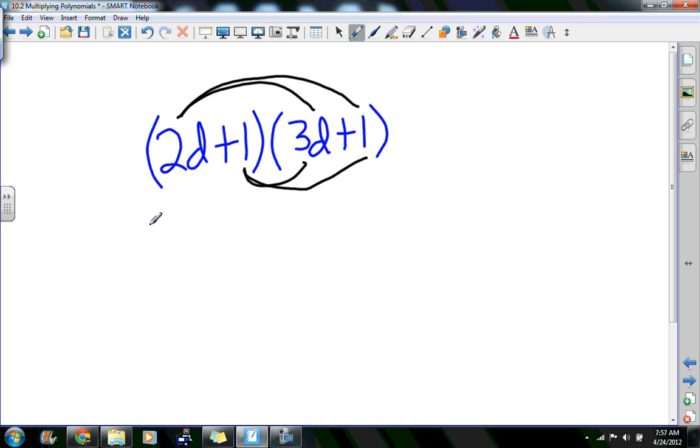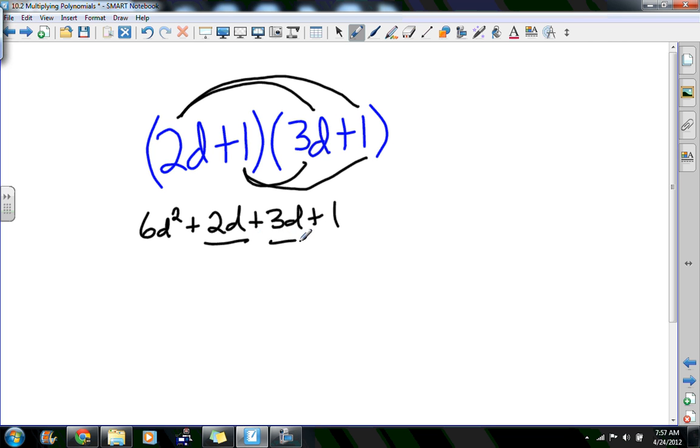2d times 3d is 6d squared, because d times d is d squared. 2d times 1 will be 2d. The 1 now gets distributed to 3d, and that's going to be 3d. And the 1 gets distributed to the 1, that'll be 1.